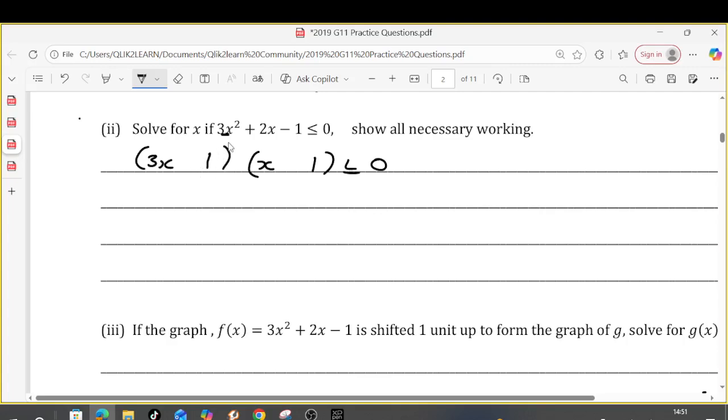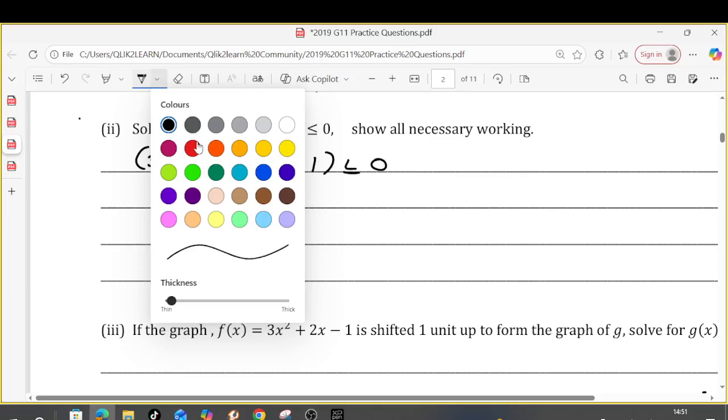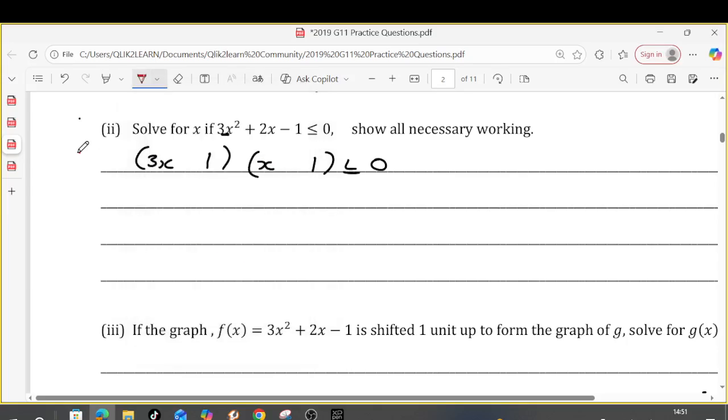Now you see when it's like this, it starts to be more challenging to decide which one should be positive and which one should be negative. Trust me, you need to pay attention to this. Hopefully when I teach you this one, you're going to get it right next time.